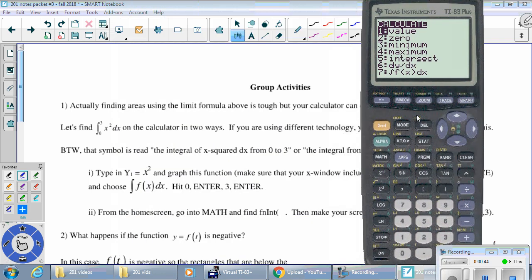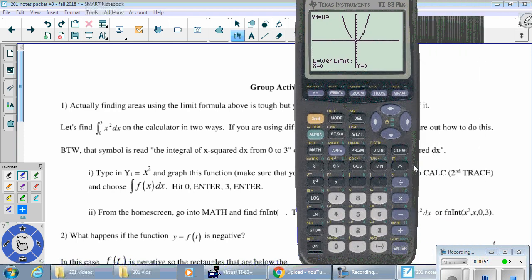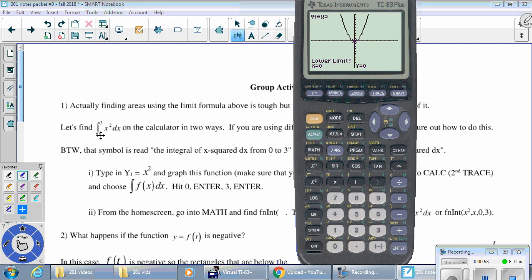And then we're going to go into calc, which is above trace, a second trace. And then the one that we want is our brand new symbol right here, integral of f of x dx. So hit 7. Then it's asking us for the lower limit. That's this number at the bottom, which is a 0. So we hit 0, enter. And then it wants the upper limit, which is this one. We hit 3, enter. It's going to pause for a moment and then shade in the area and tell us the right answer is 9.